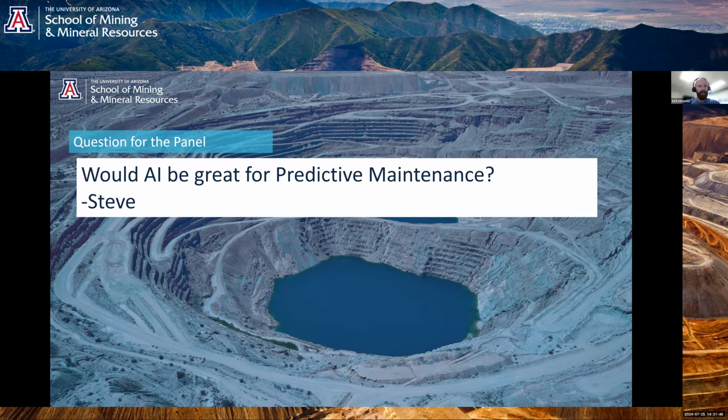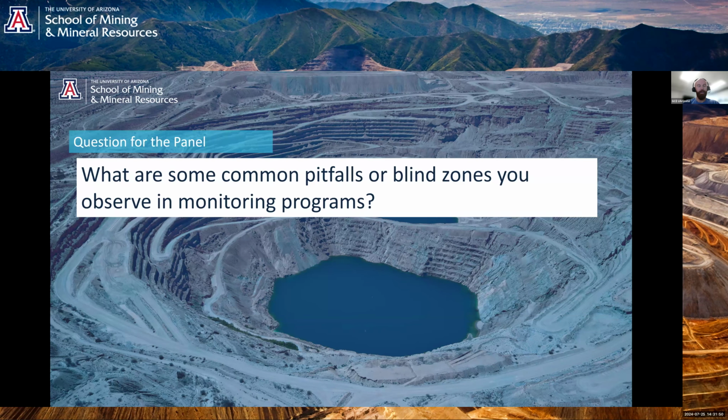Okay. This is sort of a broad discussion question, but I'm very excited to see what you all have to say about it. What are some common pitfalls or blind zones you observe in mining or in monitoring programs? I'll kick this off to Ray. How long do you have? We've got quite a while.